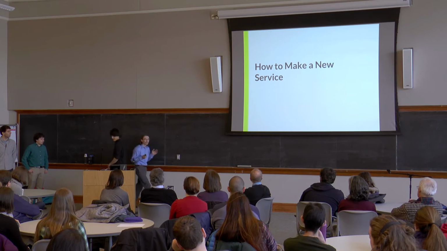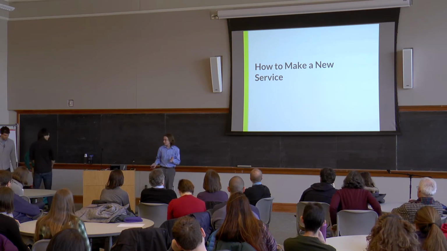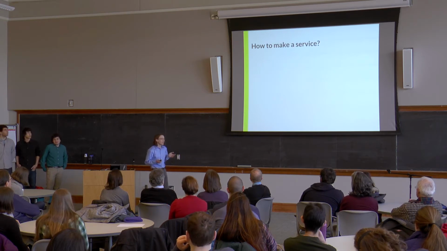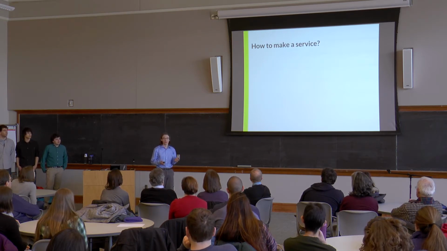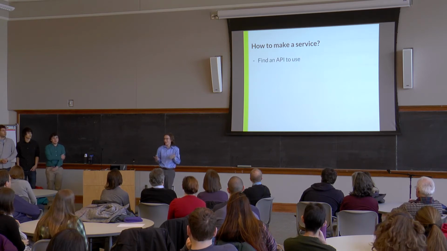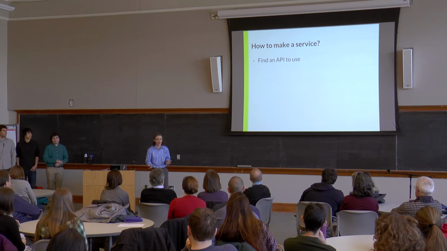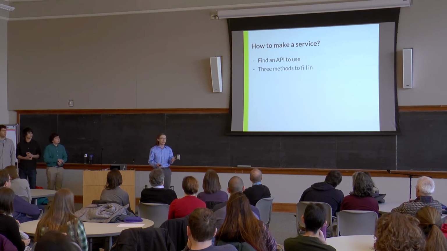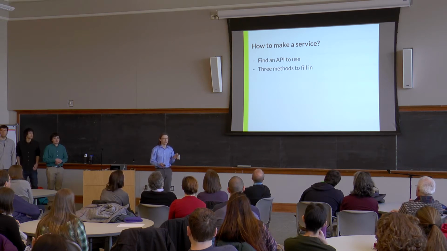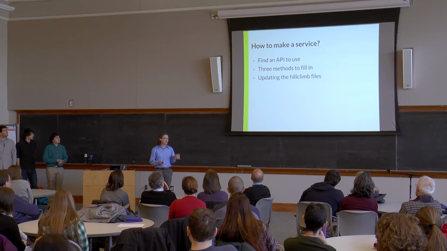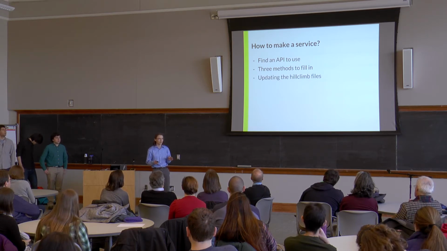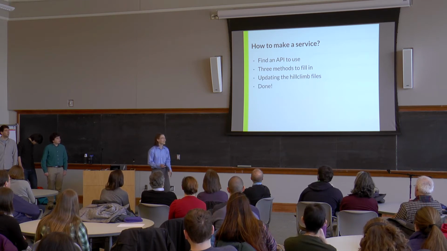So as Ken was saying, it's really easy to add a new service. So let's go ahead and take a look at what the steps need to be to make that happen. What we're going to need to do is a few things. First off, we need to find an API. If we don't have something that we want to do, there's no point in having the service. The second thing we need to do is implement three quick methods. It shouldn't be too bad. A lot of the work is already done for us. After that, we're going to need to update the hill climbing files. That way the services all get sorted nicely, and that's it. We're done. It'll be real quick.